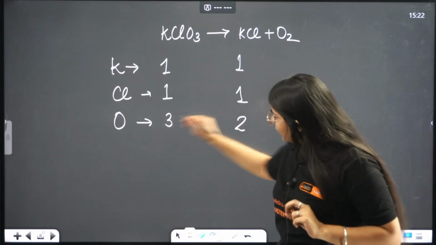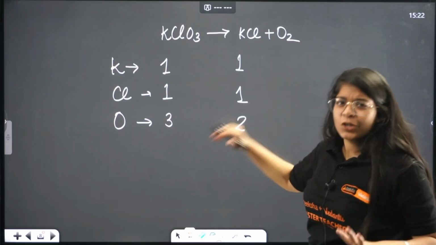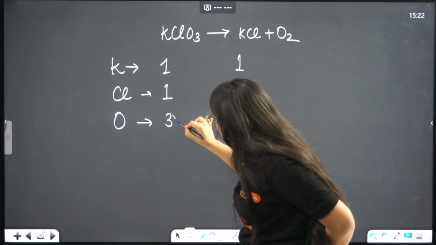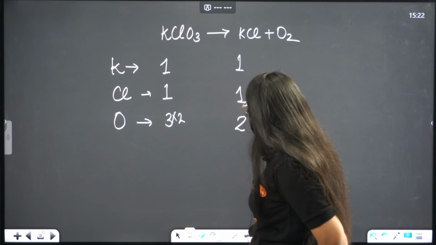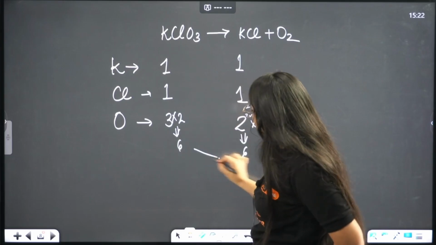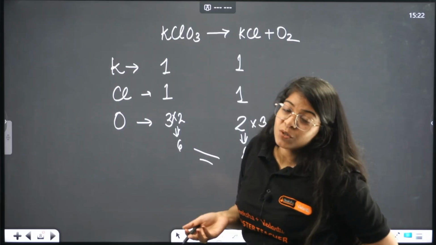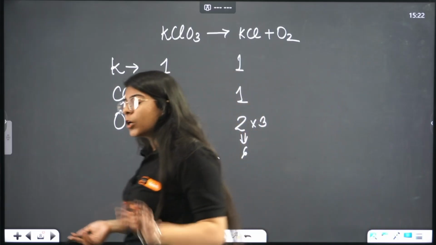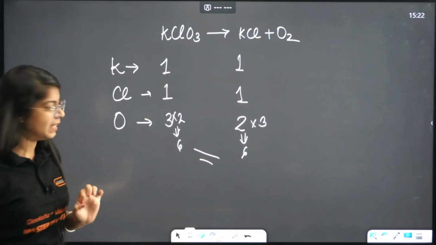Now, if I want to make these both equal, what should I do? I should multiply 3 with 2 and 2 with 3. This will become 6 and this will also become 6. So both of these balance out. But there are some rules you have to follow while balancing these.